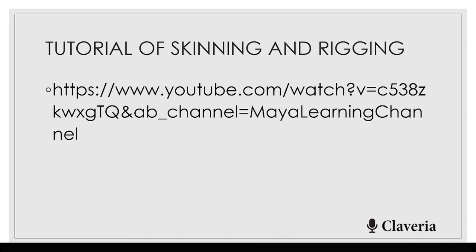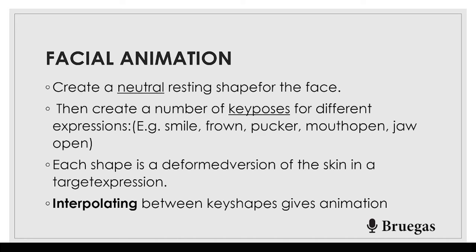So here's an example of skinning: computer facial animation. Computer facial animation is an area in computer graphics that encapsulates methods and techniques for generating and animating images of a model or a character face. Facial animation creates a neutral and resting shape for the face, then creates a number of key poses for different expressions, for example, smile, frown, pucker, mouth open, jaw open. Each shape is a deformed version of the skin in a target expression. Interpolating between key shapes gives animation.